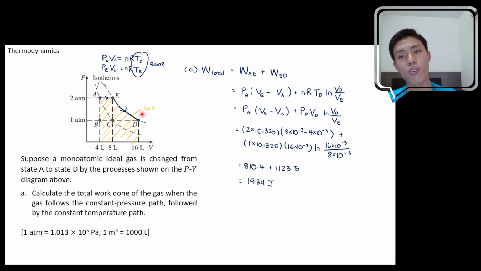Okay, if it involves another process which goes in the reverse direction, then probably the work done will be negative. But no matter what, it's just the sum of the work done for all these processes, then you find the total work done. Okay, so that's it for this question. Thank you very much.